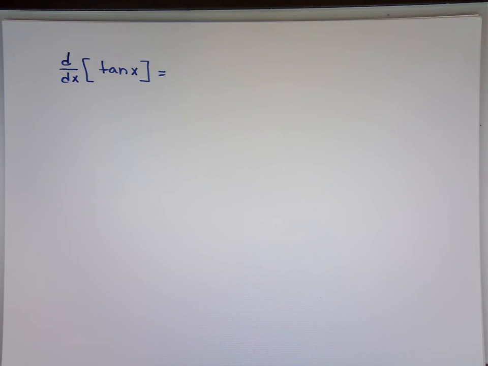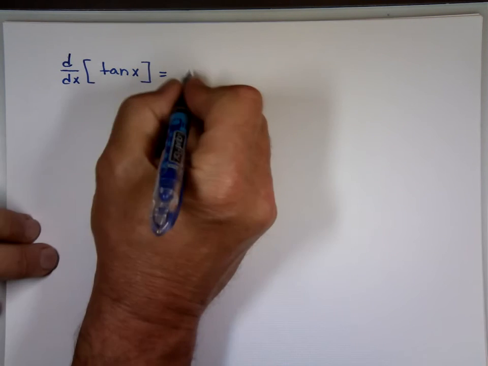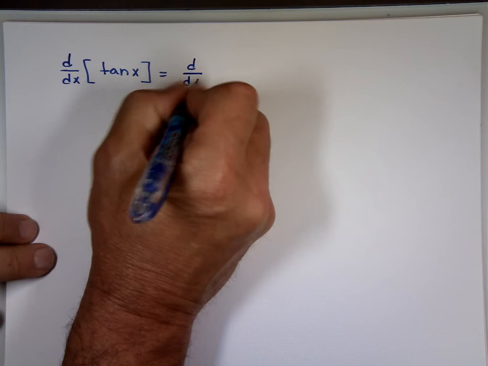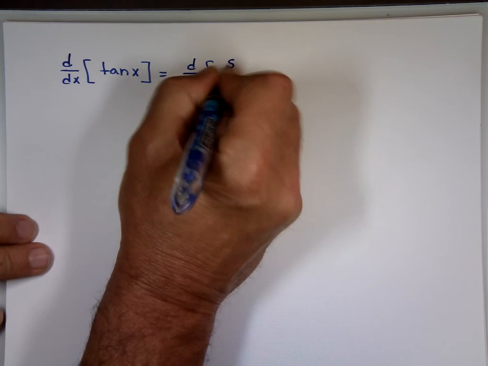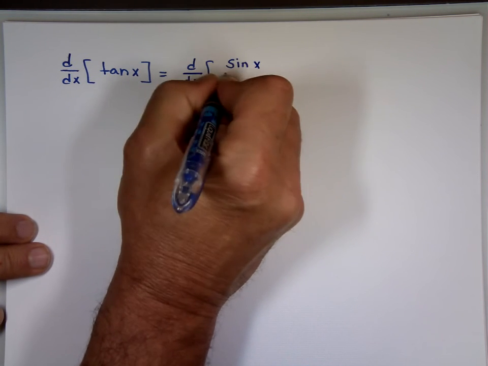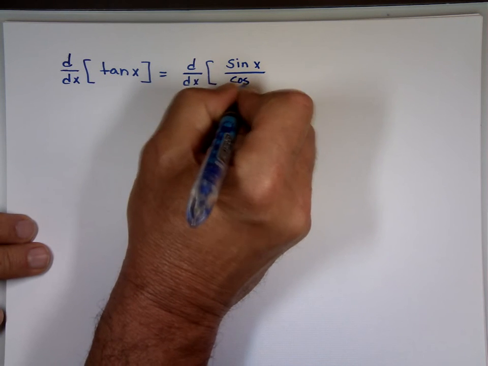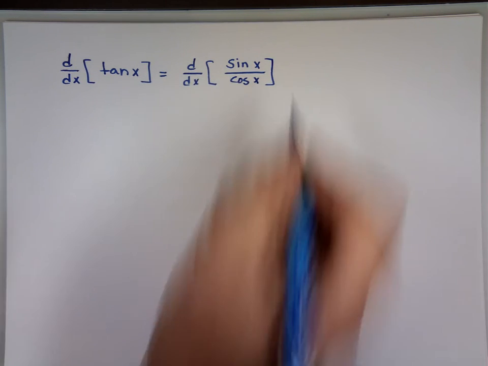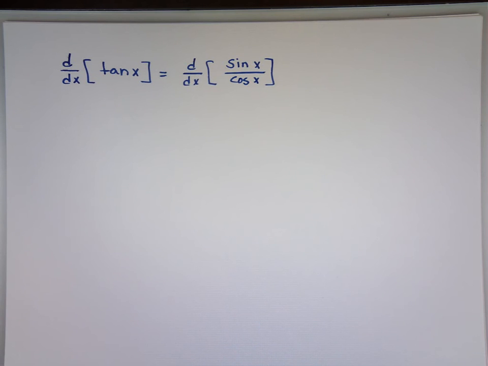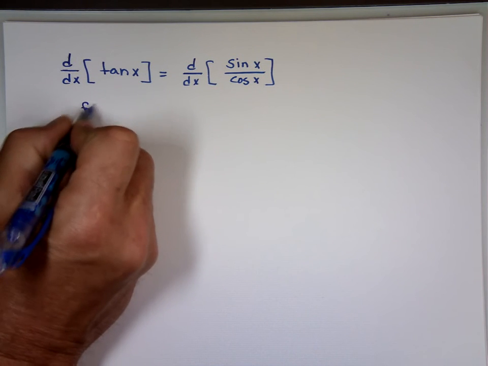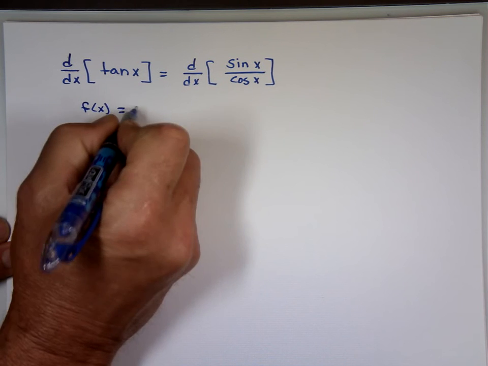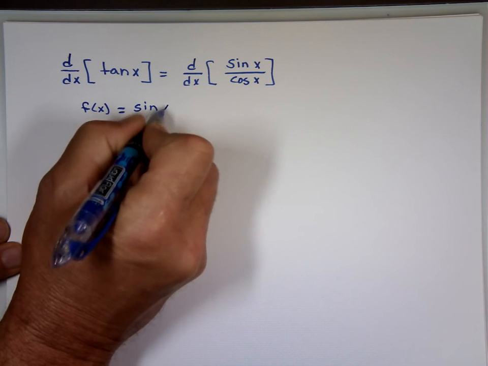Well, tangent, what's a tangent? Sine over cosine. Oh, guess what? We have a fraction. That's what tangent is. And now I can use the quotient rule. Identify the four pieces. f of x, which is the top, the high. g of x, which is the low.